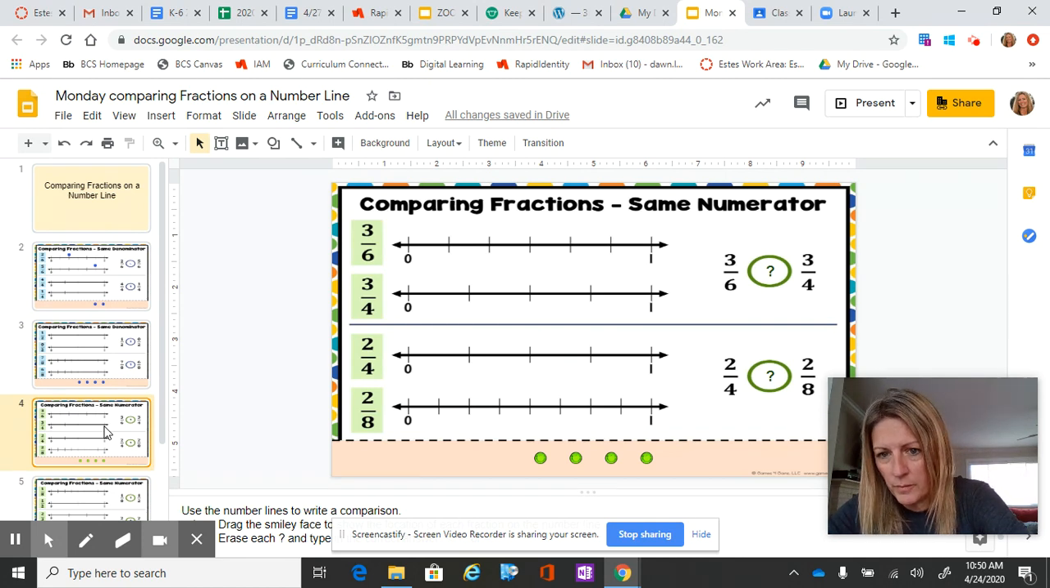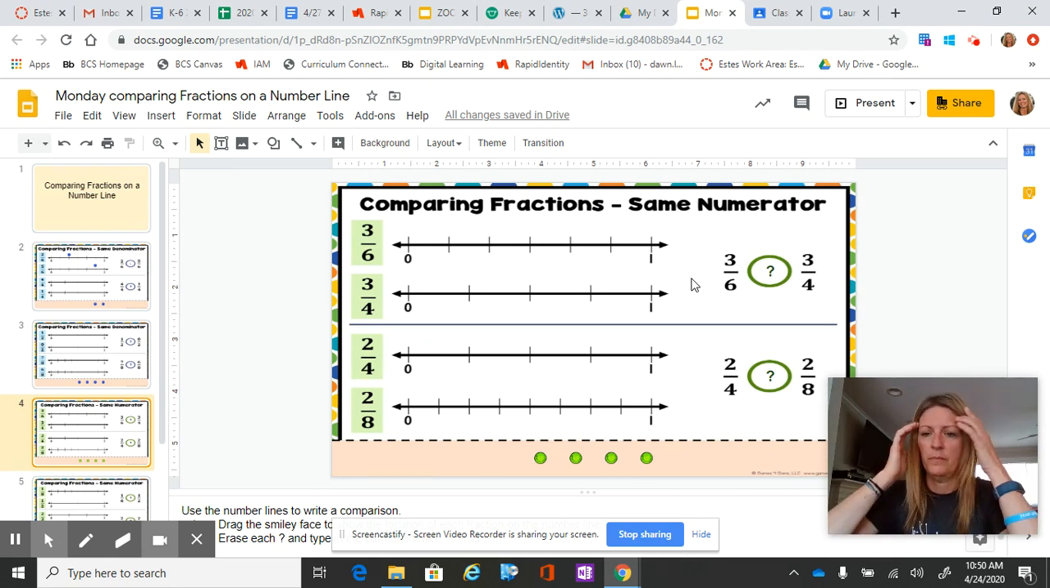Now this one's a little different because you'll see that the denominators are different. So you have to pay attention to this one. This top one is in 6 parts and this bottom one is in 4 parts. But it's the same idea. How far along did the ant walk? That's something we would have really worked on this year if we were together. So this is something to experiment with, that we can see that even when there's different denominators, we can still see which one is more.